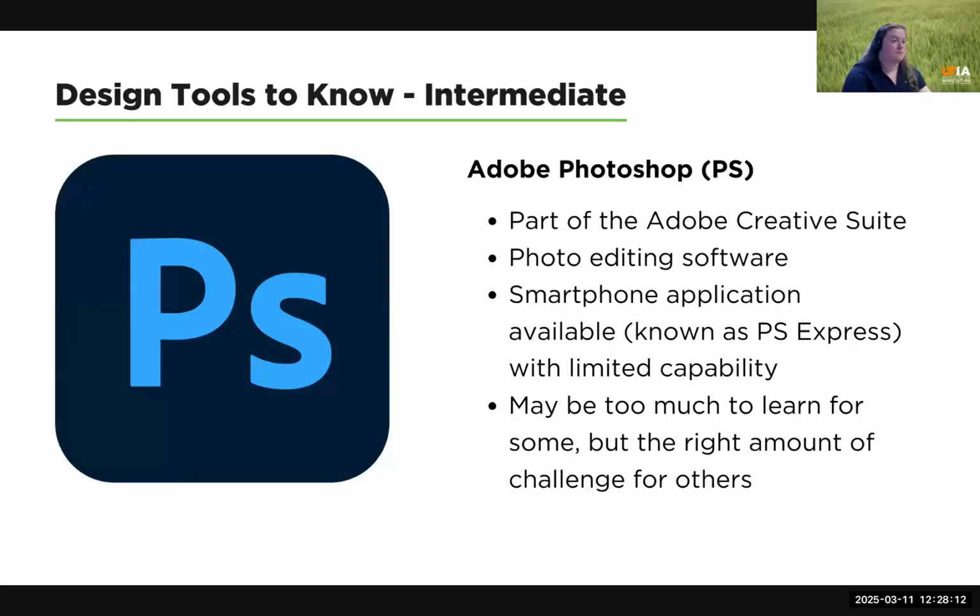So I would encourage you to look into it if it's something that you're interested in, but there are much easier and free design tools out there for you, so you don't necessarily have to rush out to purchase some of these programs.